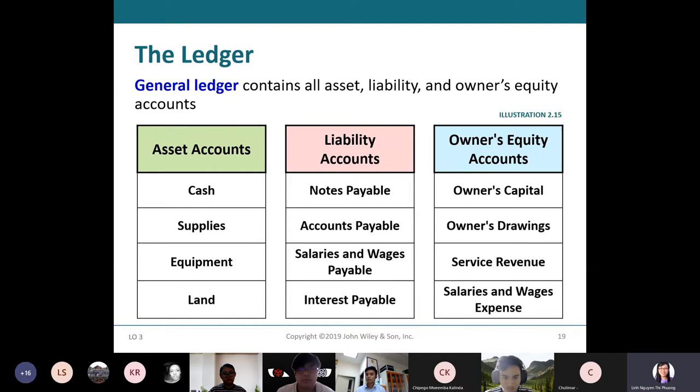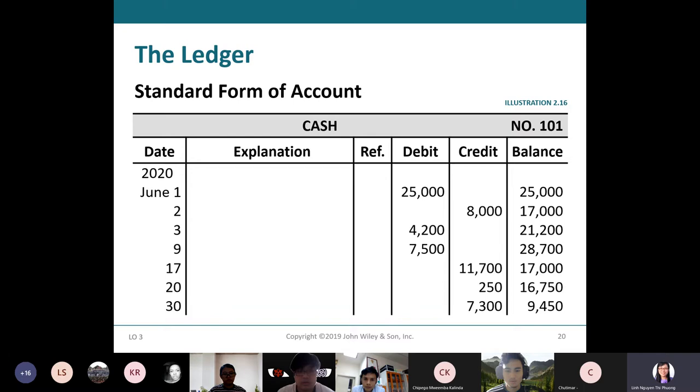It looks like this, okay? This is called the standard form of the ledger. So the standard form of the ledger has what? The name of the account, did you see that? Cash, and then the account number, 101, the date, the explanation, the reference, debit, credit, and balance, okay? So normally we don't fill in the explanation here, okay? It would take a lot of time to do that, all right?